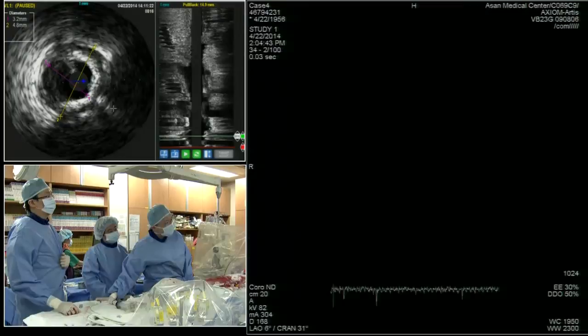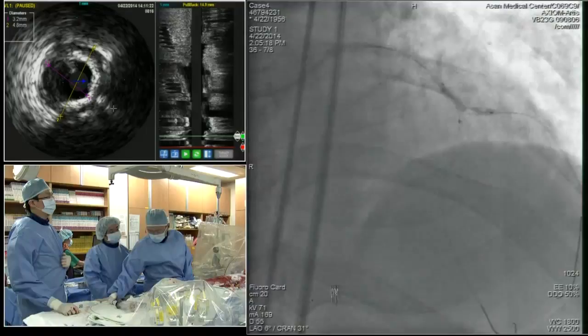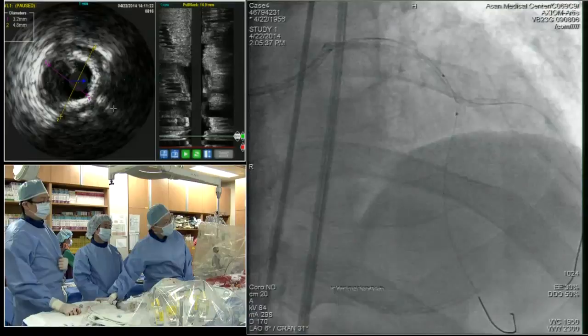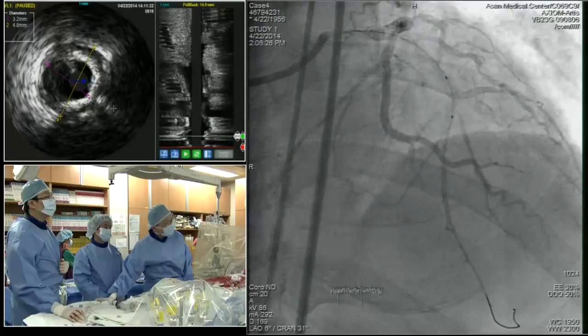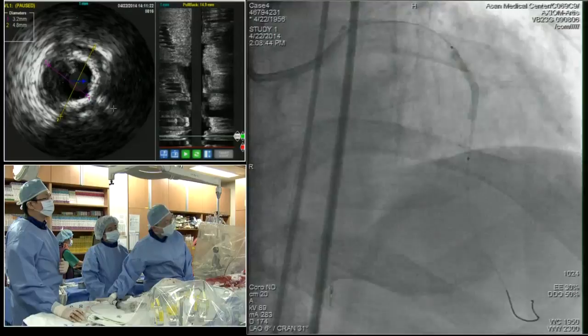Stent was dilated at 12 atmosphere because 2.5, I think, is a little bit too big. And afterwards, 2.5 balloon was inflated. I implanted 2.5, 38 Promus Premier here.